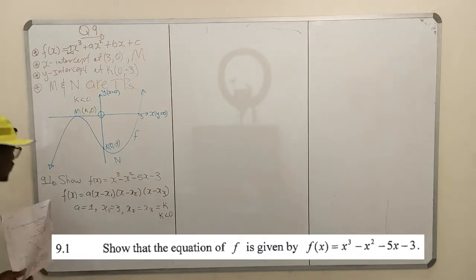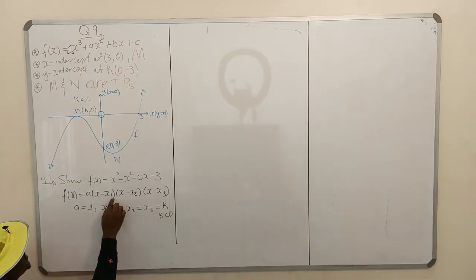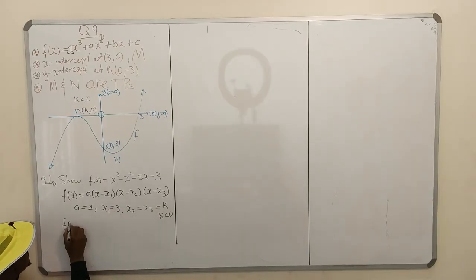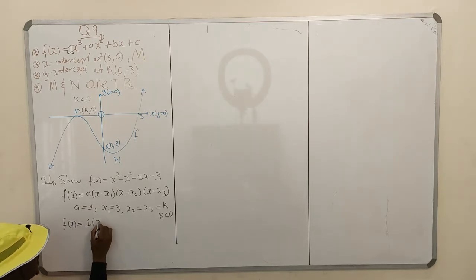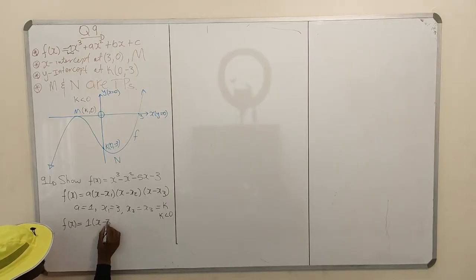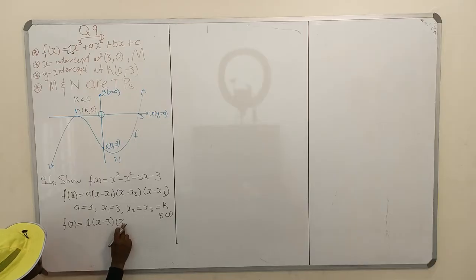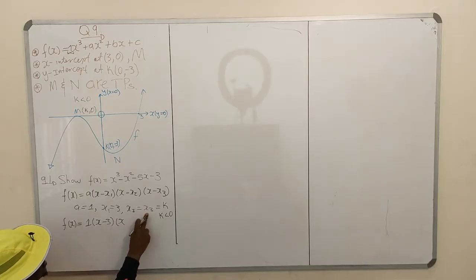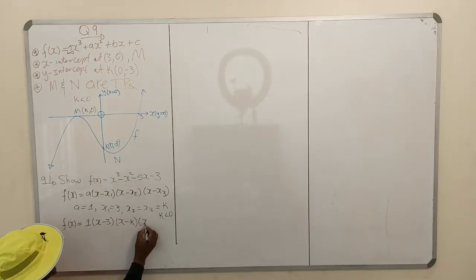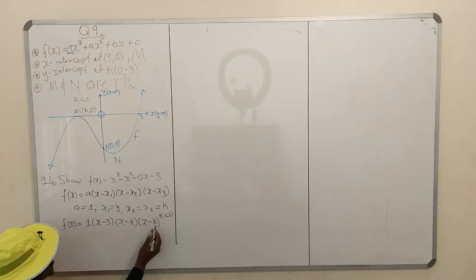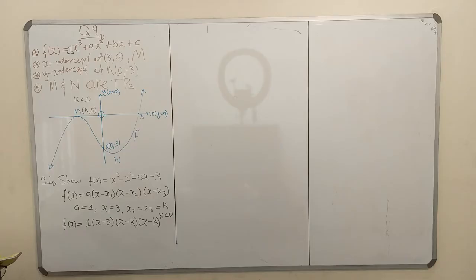So what do you do? You say, okay, I'm going to substitute my information here. So I have that f as a function of x is equal to a. What is a? A is 1. X minus x-intercept 1. What is x-intercept 1? X-intercept 1 is 3. X minus x-intercept 2, which is the same as x-intercept 3, which is equal to k. Then x minus x-intercept 3, which is also k, because that point is a turning point and the x-intercept.